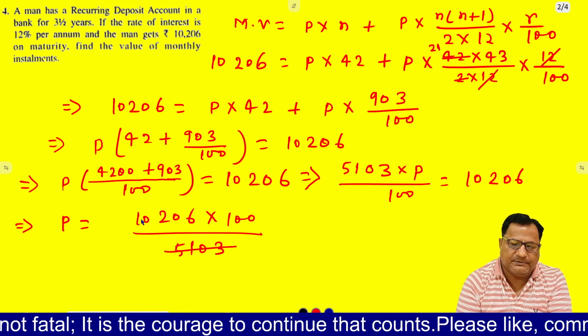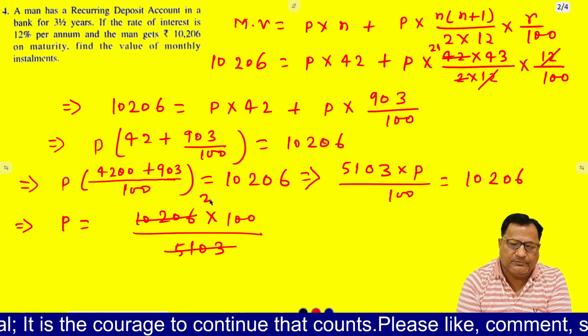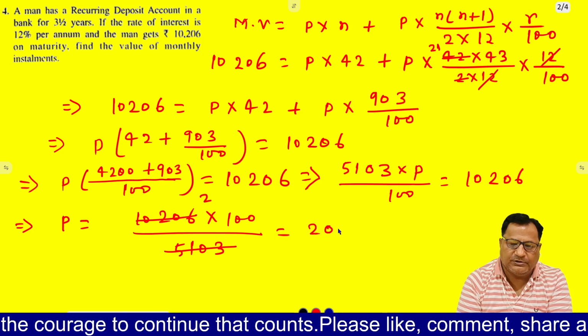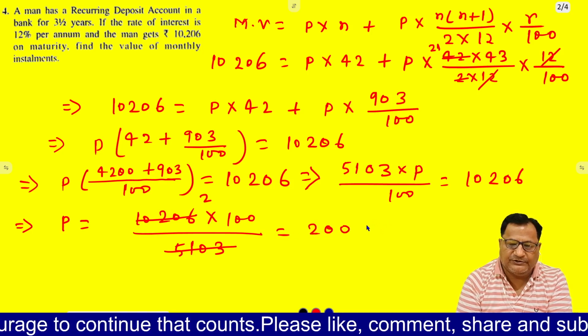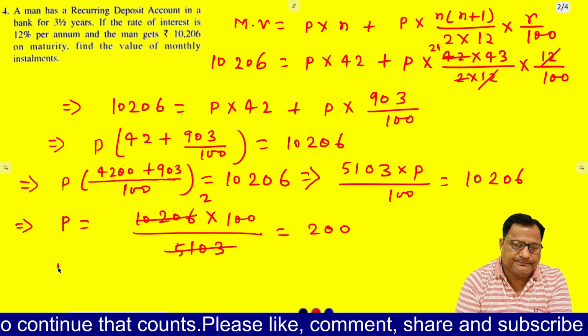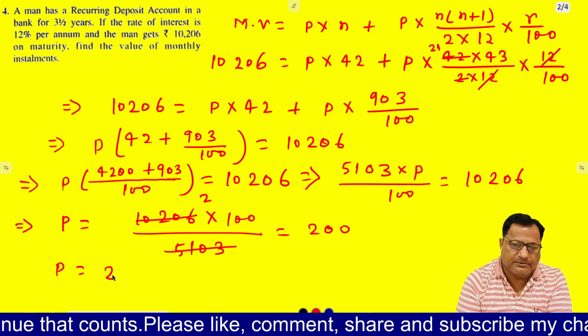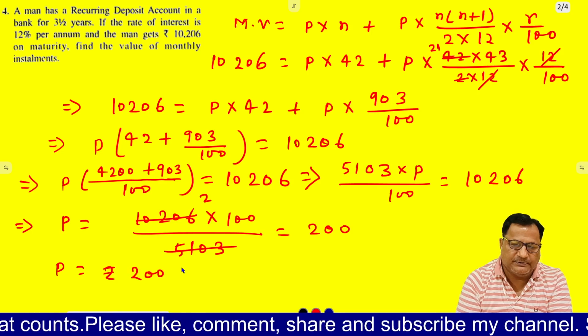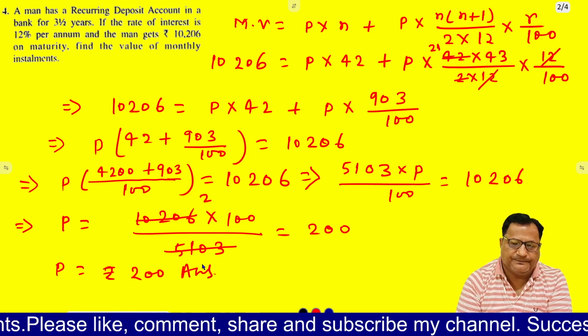This will be divisible by 2, so this will be 200. So the answer will be P equal to rupees 200. This is the answer.